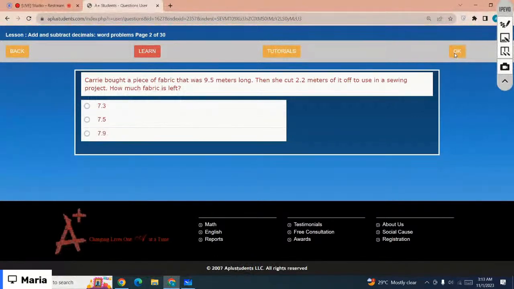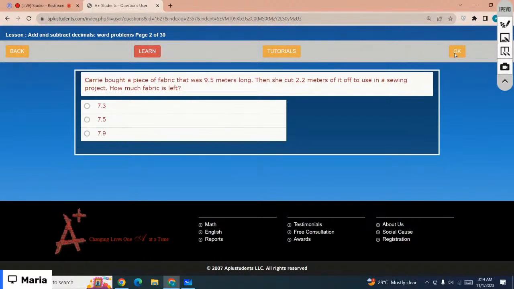Carrie bought a piece of fabric that was 9.5 meters long. Then she cut 2.2 meters of it off to use in a sewing project. How much fabric is left? So you need to see how much fabric is left. That means you need to subtract.